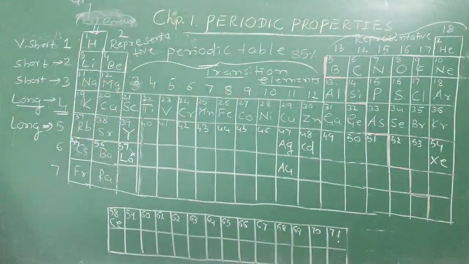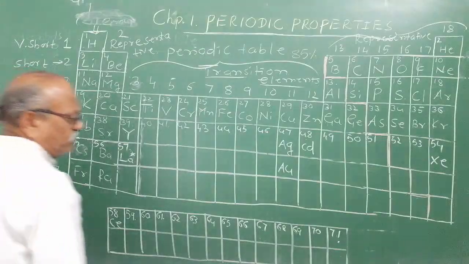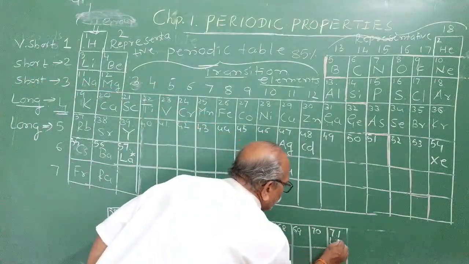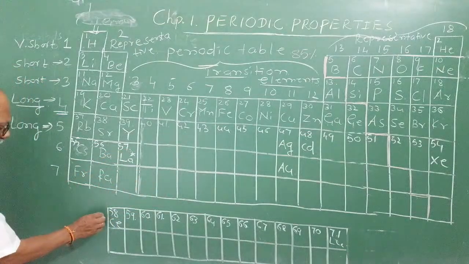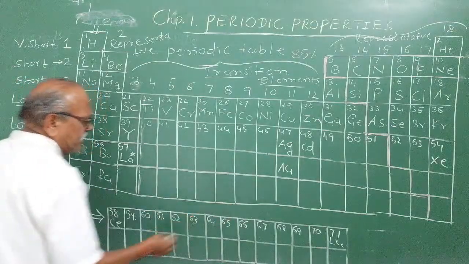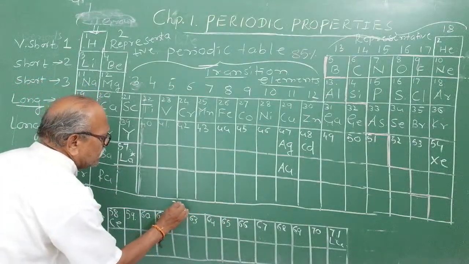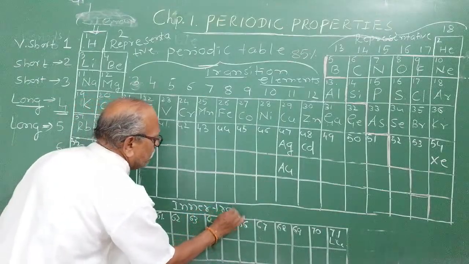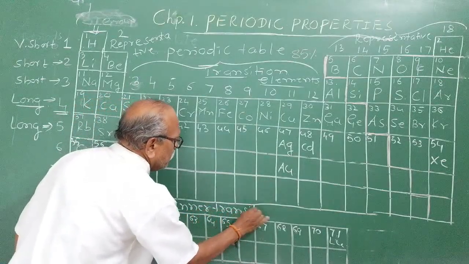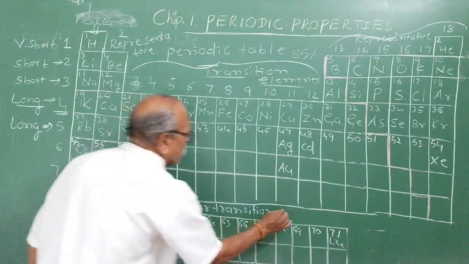The element with atomic number 58 is cerium. Up to 71 is lutetium, Lu. These 14 elements are cut from the main table. They are placed separately at the bottom. This particular series is called inner transition elements.